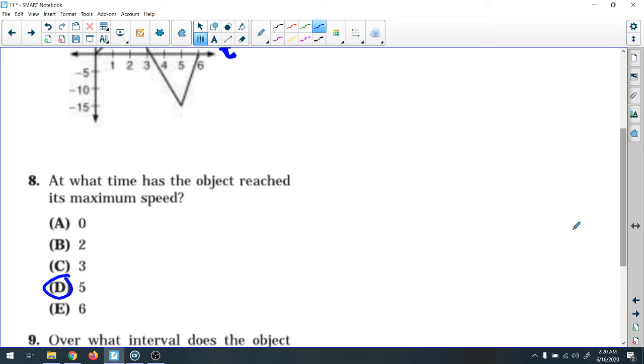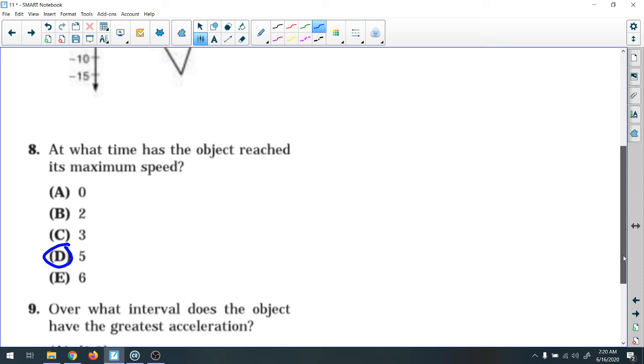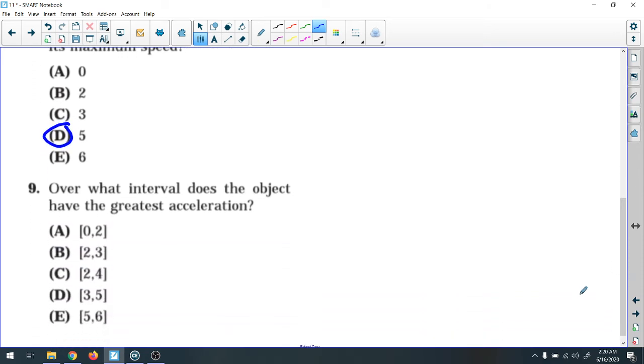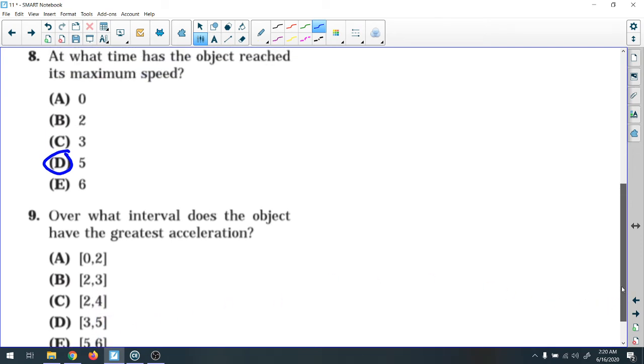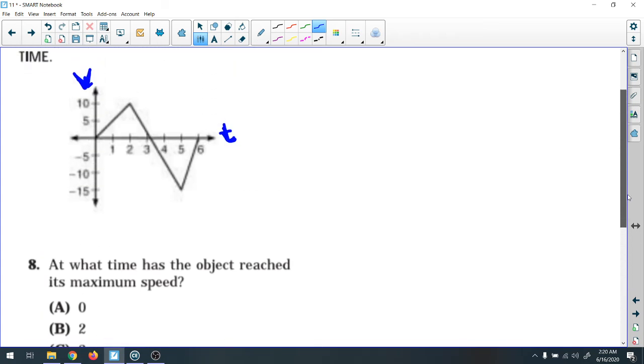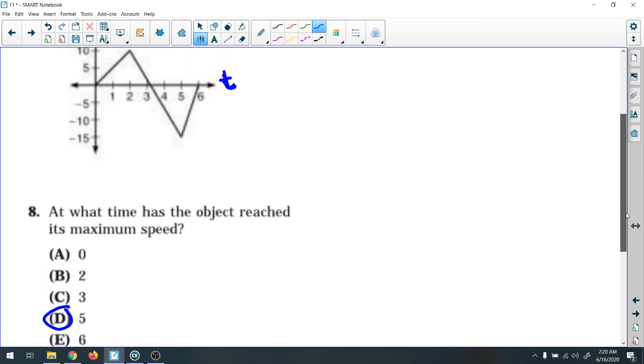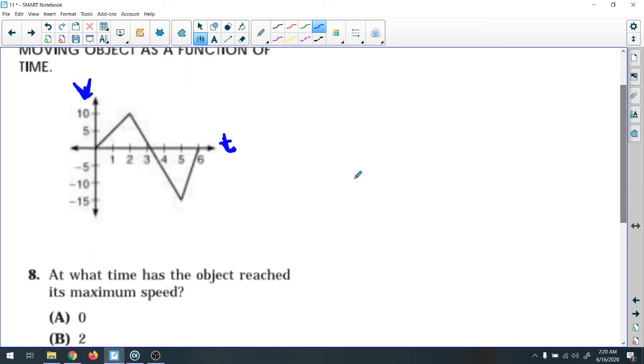Don't confuse. Okay. Now the second question: over what interval does the object have the greatest acceleration? Easy to pick. From 0 to 2, from 2 to 3, from 2 to 4, from 3 to 5, from 5 to 6. Look at the intervals here. Acceleration from 0 to 2: acceleration is the change in velocity over the time. So if you find the slope of that, it will give us the acceleration, 10 over 2, which is 5.